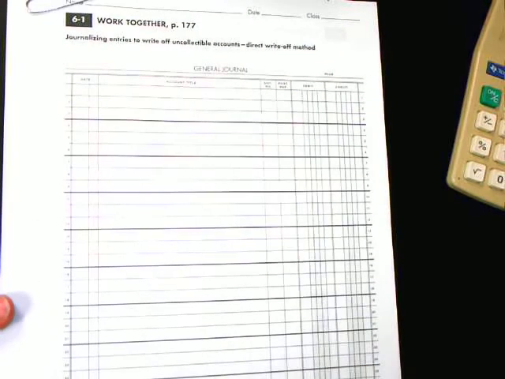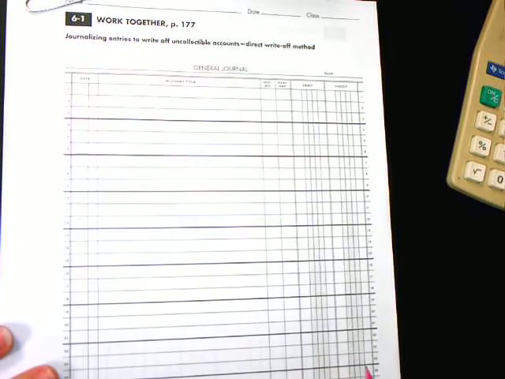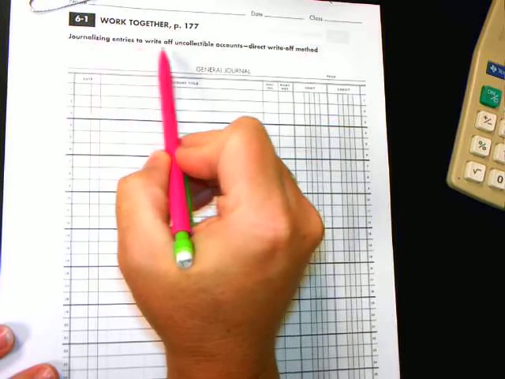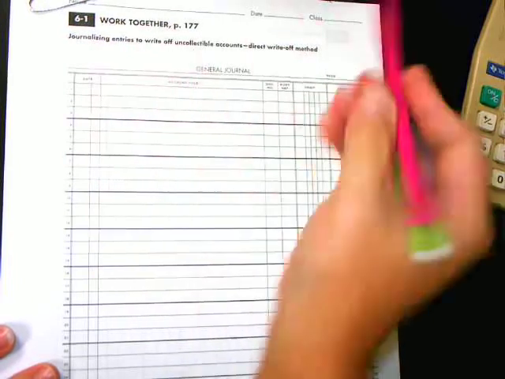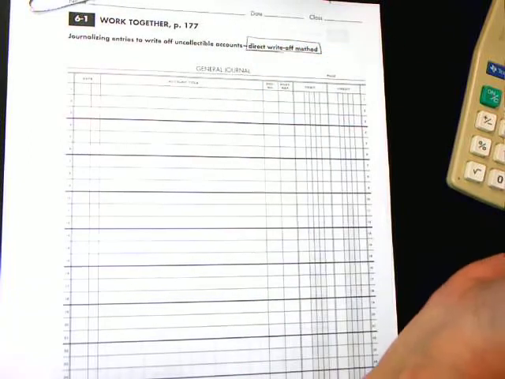Okay. We are going to look at 6.1, working together. This is journalizing entries to write off the uncollectible accounts using the direct write-off method. Okay, we'll do this a couple of different ways.